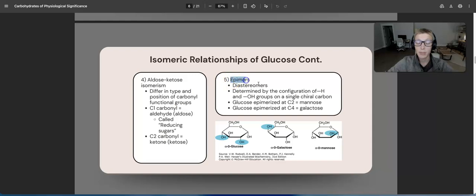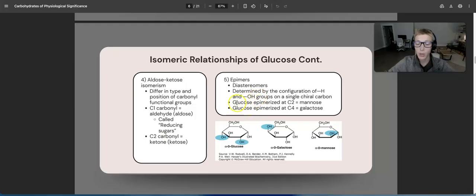Lastly, we have epimers, which have a diastereomeric relationship to one another, as opposed to the L and D isomers, which were enantiomeric. Epimers, like L and D isomers, are determined by the configuration, or the spatial orientation rather, of the hydroxyl group. However, with epimers, we're only looking at a single carbon atom. So the spatial orientation of hydroxyl groups only differs at a single carbon atom when we're talking about epimers.